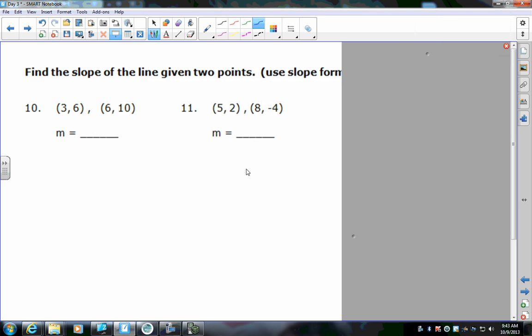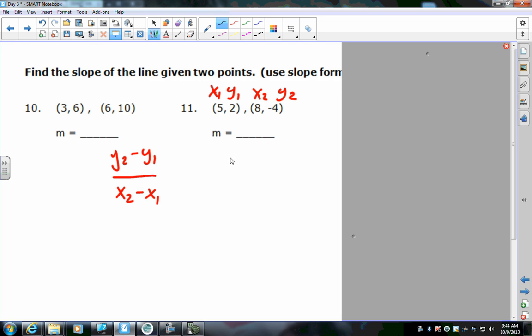Okay, looking at number 11, I have x1, y1, x2, y2. We're going to use the slope formula, which is y2 minus y1 over x2 minus x1.